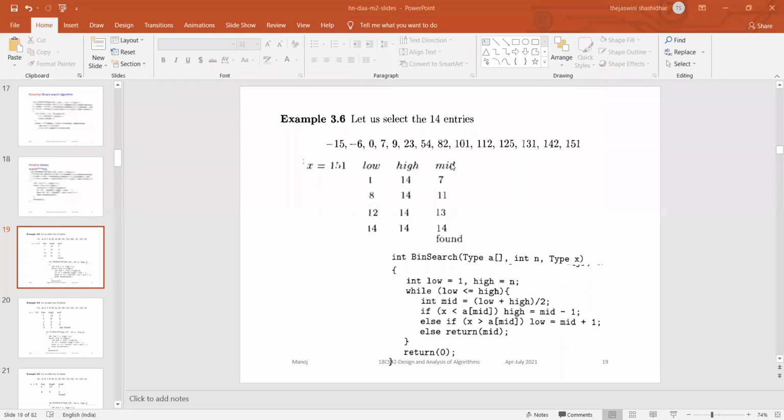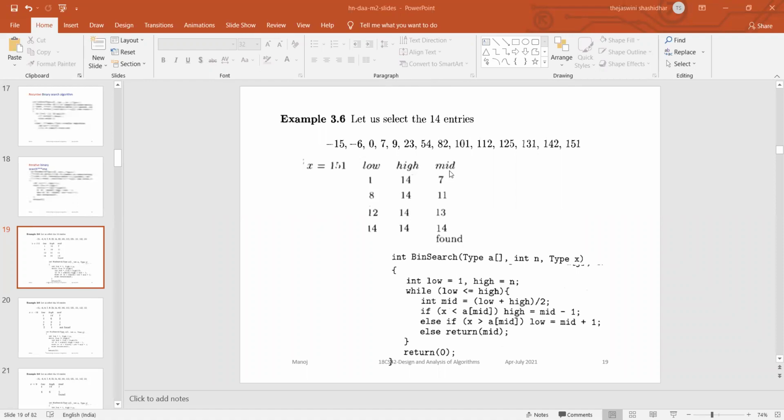Low, high, mid. What is the initial low value? Low is 1. What is the high value? High is 14. First you have to find the middle element. Mid is (low plus high) by 2, so (1 plus 14) by 2 gives 15 by 2, which is 7.5, but mid is an integer, so take it as 7.